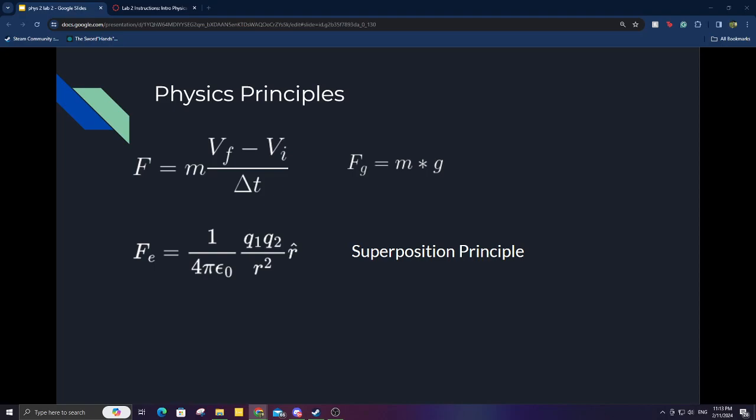Firstly, the main physics principles used in this lab were the formula to find electric force. This formula also consists of the electric field formula also present here, but essentially you can multiply the charge by the electric field formula to find the force.